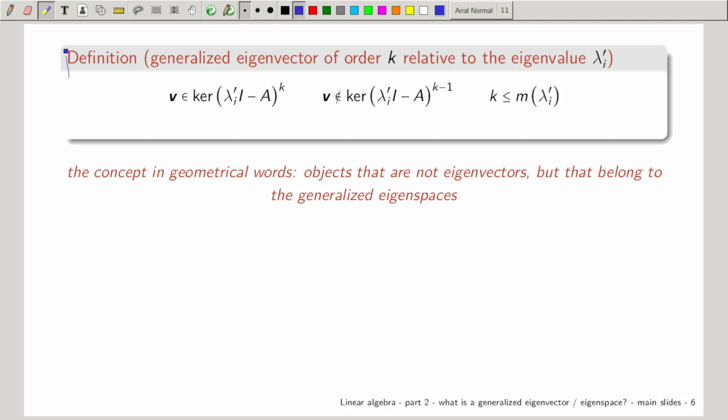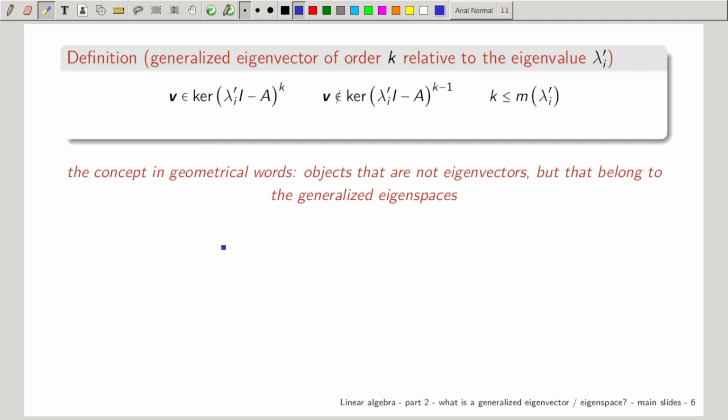Definition. Generalized eigenvector of order k relative to the eigenvalue lambda. A vector that is in this kernel, but not in the previous kernels, is called a generalized eigenvector.